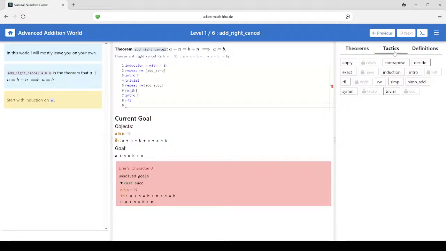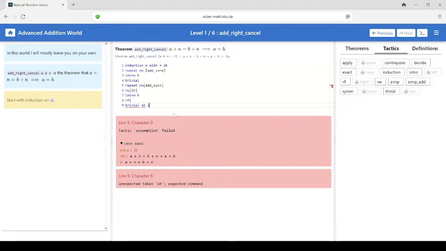Is there anything I can do from here? Our goal is now that A plus n equals B plus n. We have A plus n equals B plus n implies that A equals B. No, that's not a thing.